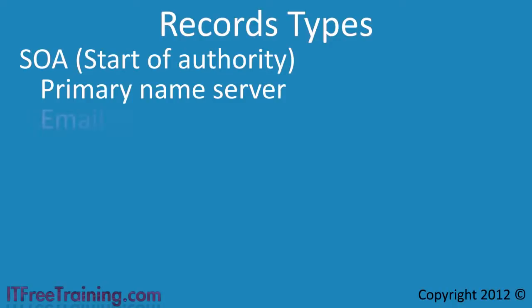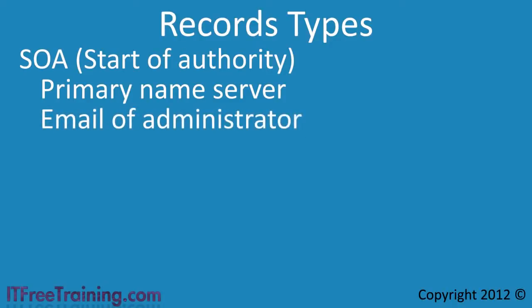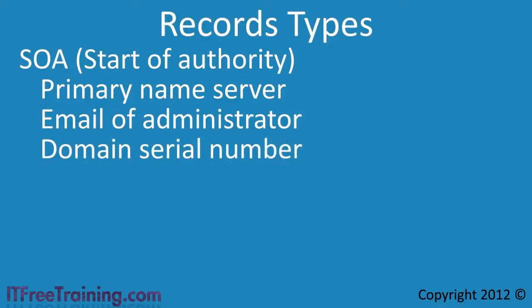Contained in the SOA is the email address of the administrator of the domain. The SOA also contains configuration information for replication. This includes the domain's serial number. The domain serial number is a number that tells other DNS zones which version of the DNS zone that server contains. When changes are made to the zone, the serial number will increase.